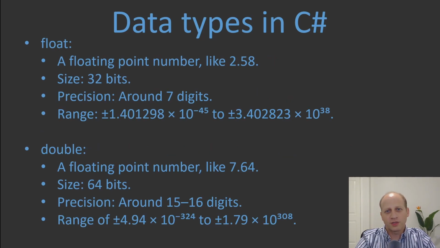For floating point numbers, we have several types. Two of them are float and double. They are basically the same, except double has a bigger range and higher precision. The float data type has 32 bits, while double has 64 bits.